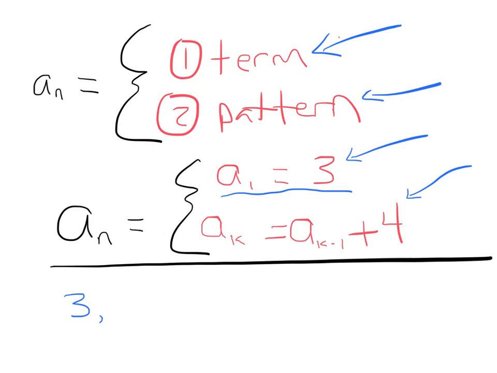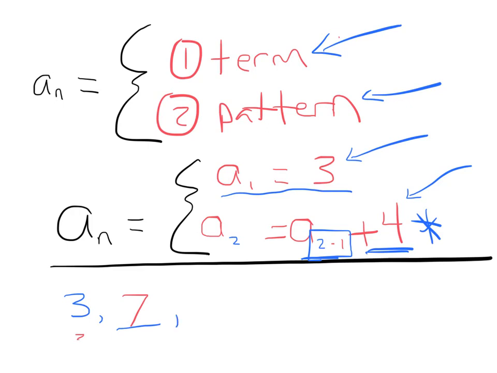Now, the way I find the next term, according to this part of my rule, is I add 4 to the term that comes in front of it. So think about this. Right now I'm trying to find term number 2. So if this k right here was instead a 2, then this k over here would also be a 2, and that would tell me to take term number 1, because 2 minus 1 equals 1. Term number 1 and add 4 to it. So here's term number 1. If I add 4, I get 7.